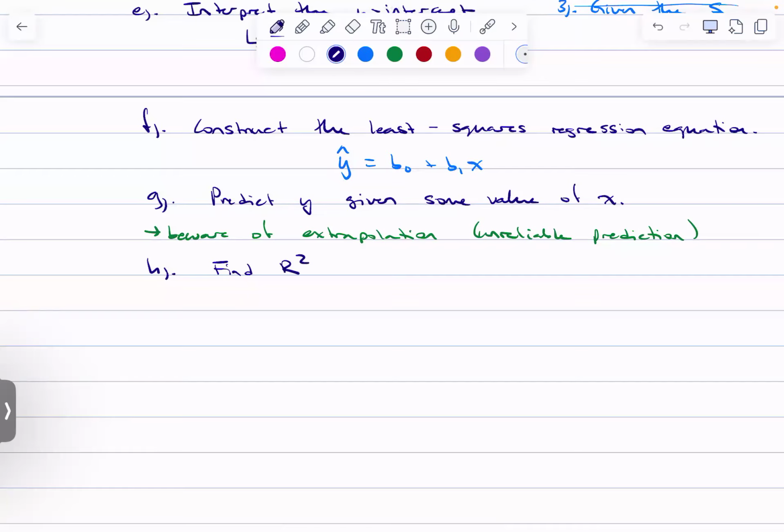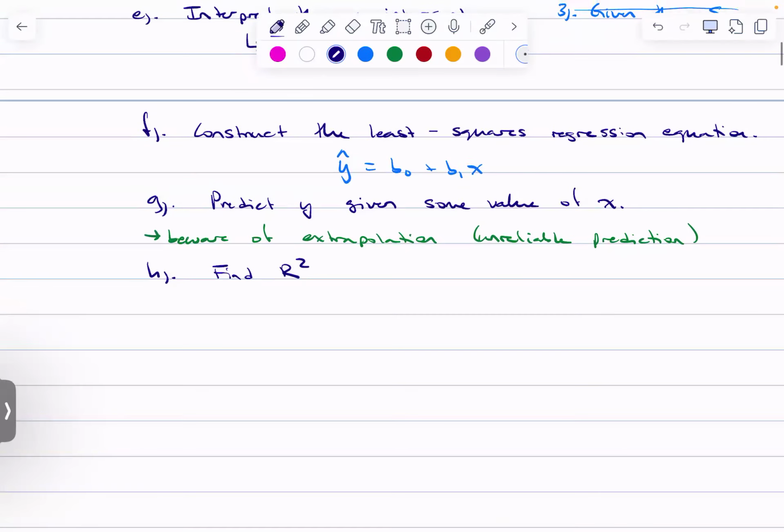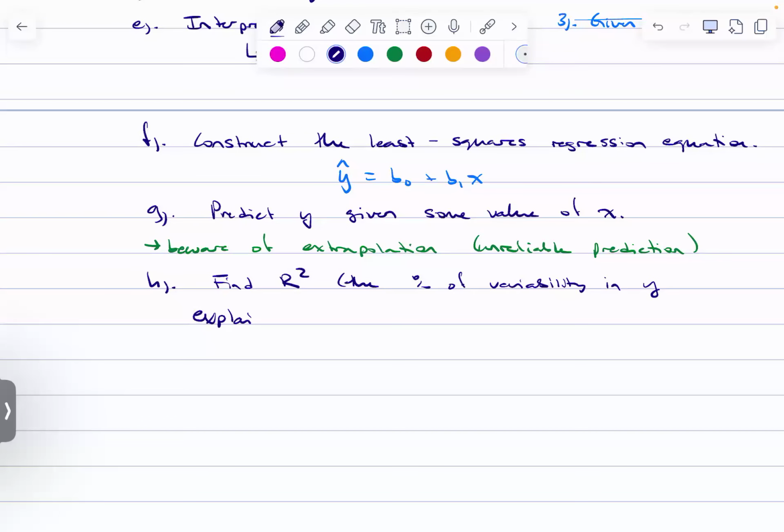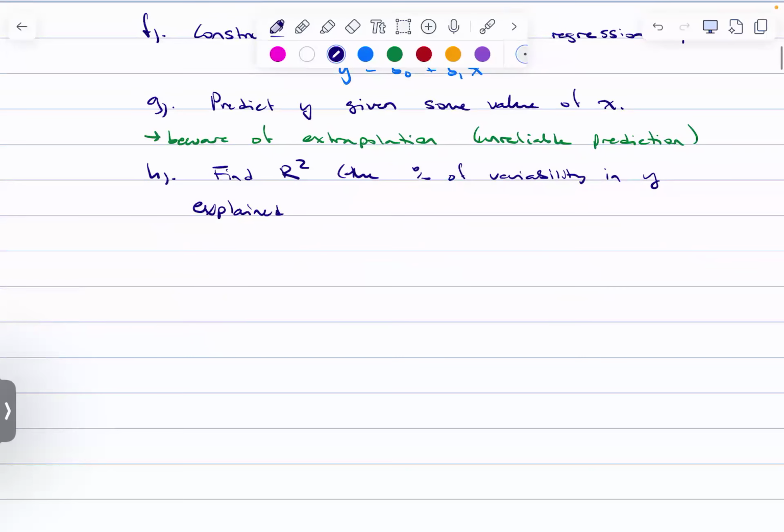And r squared is the percentage of variability in y explained by the least squares regression line. Wait, so long. You're going to stop reading as soon as you see some sort of percentage of variability, right? Then you think, oh, that's r squared. Let me just confirm, right? And so explained by the least squares regression line on x.